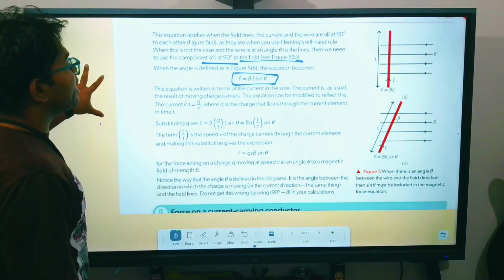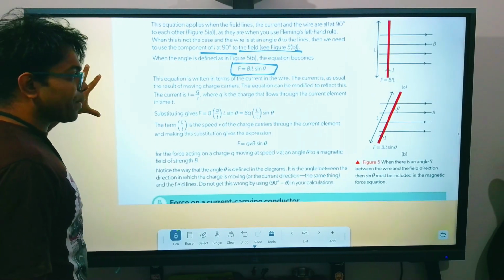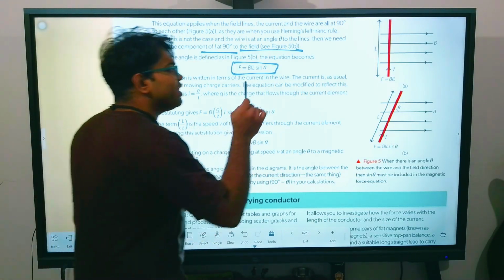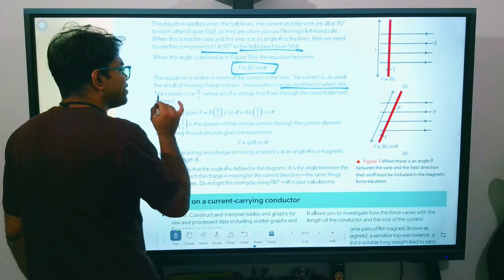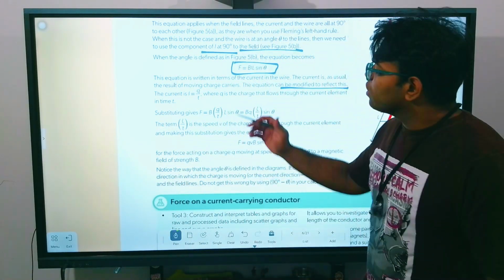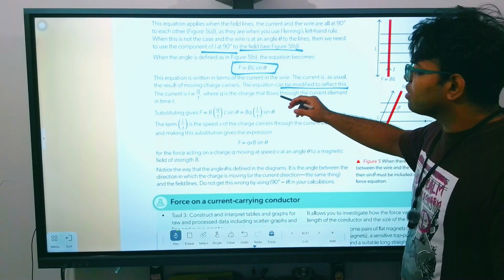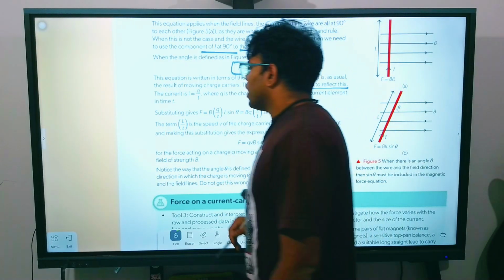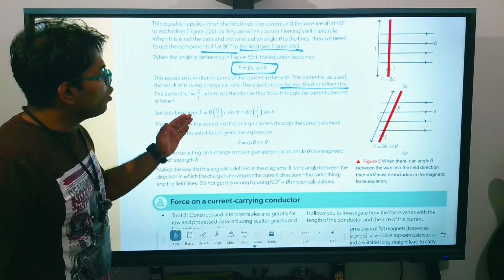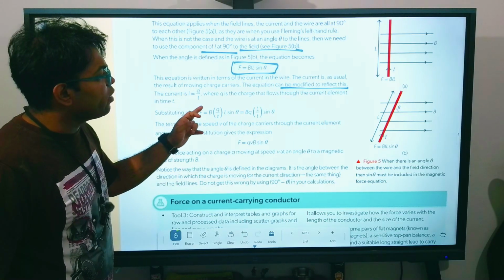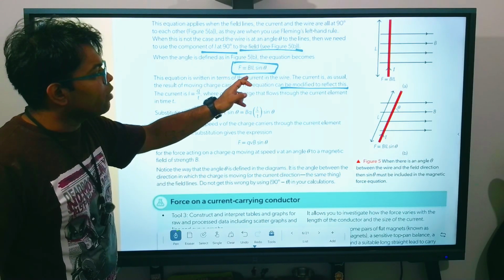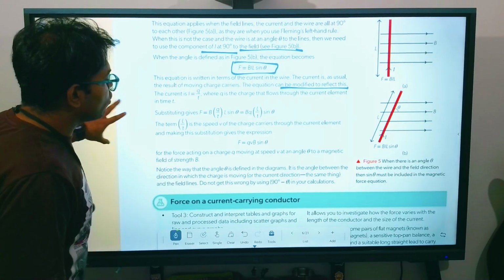Now the equation is written in terms of current in the wire. The current is, as usual, the result of moving charges. The equation can be modified to reflect this. We know that the value of current is Q upon T, where Q is the charge that flows through the current element in time T. Substituting the values, what do we get? We know that current is equal to Q upon T. You're putting the value of that in here. So B Q upon T into L. So look at this.